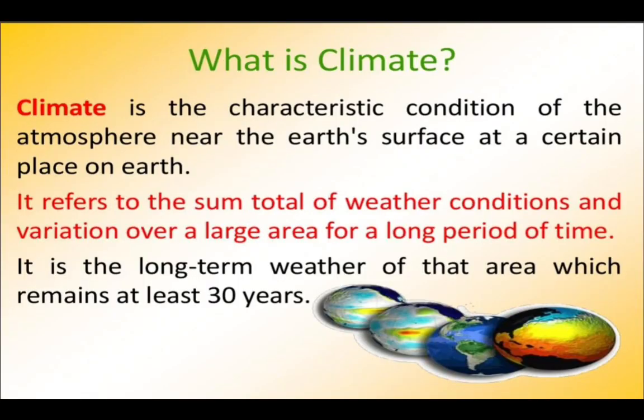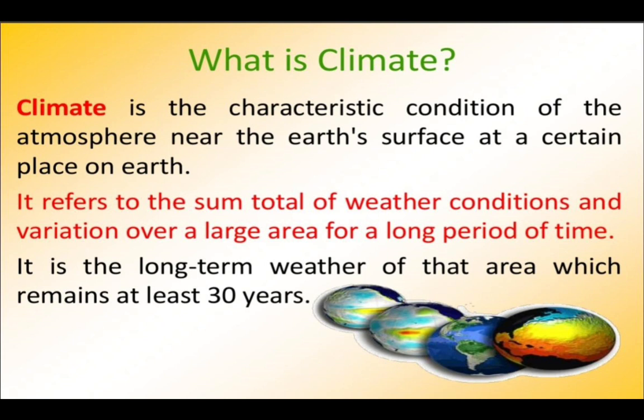So, climate is the characteristic condition of atmosphere near the Earth's surface at a certain place on Earth. It refers to sum total of weather conditions and variation over a large area for a long period of time. So, when we talk about climate, it is the sum total of various weathers that are occurring in a particular area and at a given time interval.